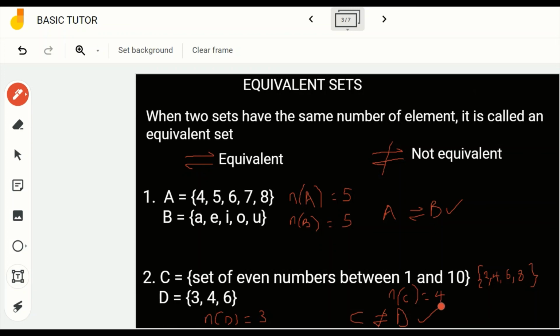So what we are saying is this: for two sets to be equivalent, they must have the same number of elements in the set. For two sets to be equal, they have to have the same elements in both sets. So this is how we solve for equal and equivalent sets.